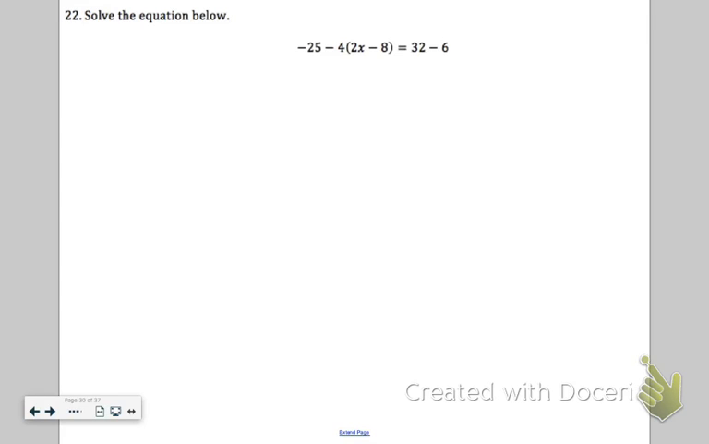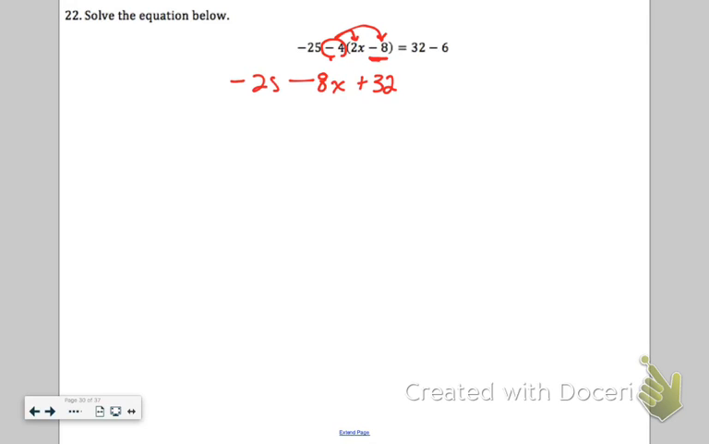One thing again you don't want to do, you don't want to combine those guys first. We want to do our multiplication before we do any addition or subtraction. So I have a negative 4 that needs to be distributed here. That negative 4 gets distributed to the 2x. Negative 4 times 2x is negative 8x. And that negative 4 gets distributed to, remember that's a negative 8. So this is a negative times a negative, which is a positive 32.